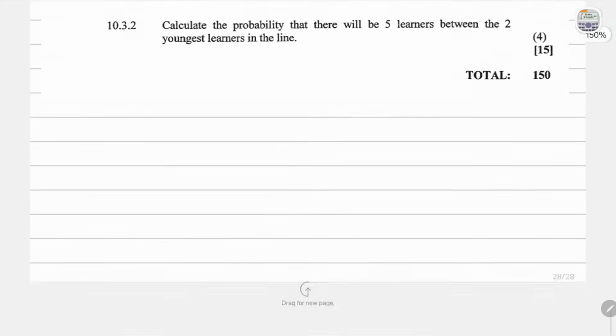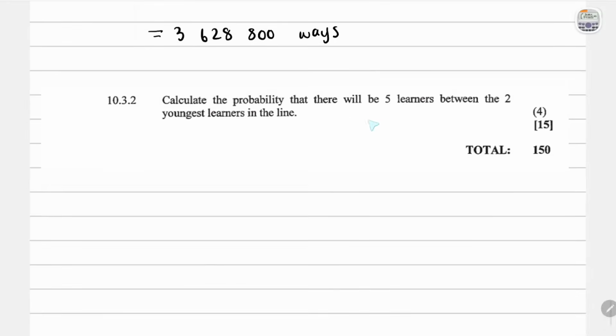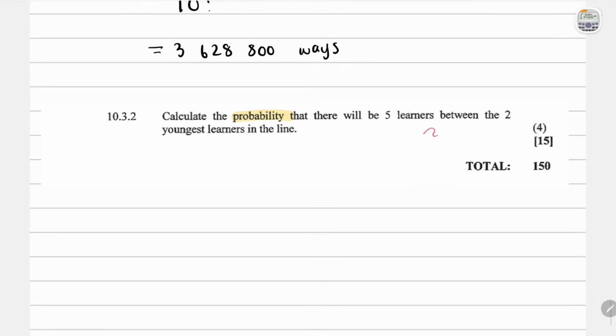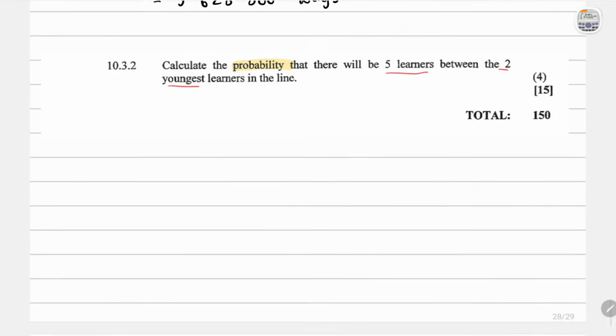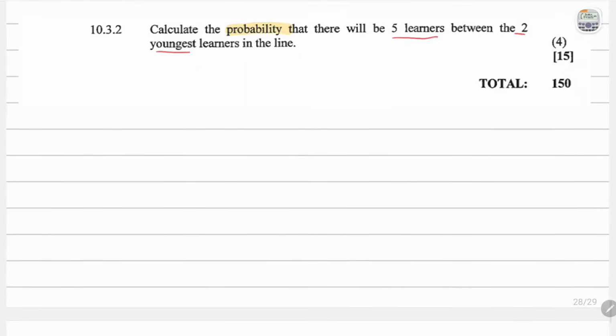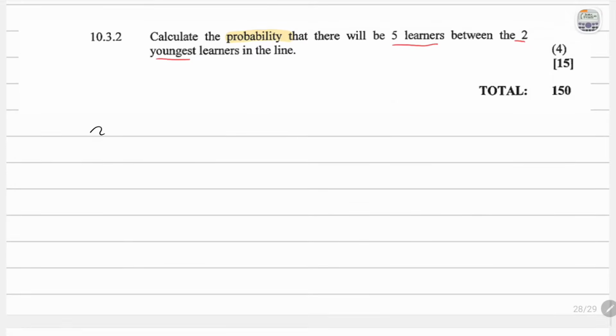And the last question says, calculate the probability that there will be 5 learners between the 2 youngest learners in the line. So let's keep in mind that at the end of the day, we need to find this as a probability. Okay, that there will be 5 learners between the 2 youngest learners in the line. Okay, so it means the 2 youngest learners are 2 specific people. And we can just look at the placements and how they can be standing. So youngest learner, we can call them youngest learner 1 and youngest learner 2.